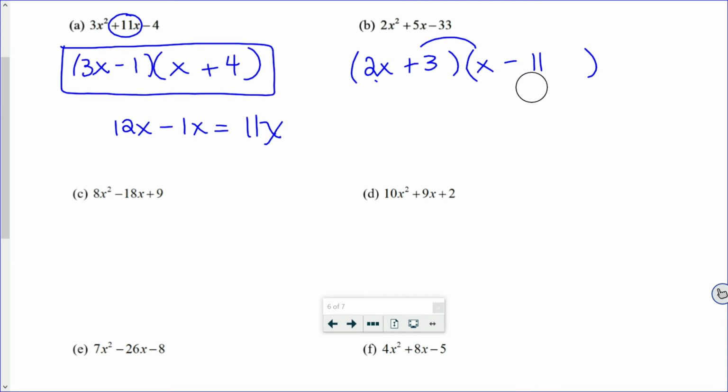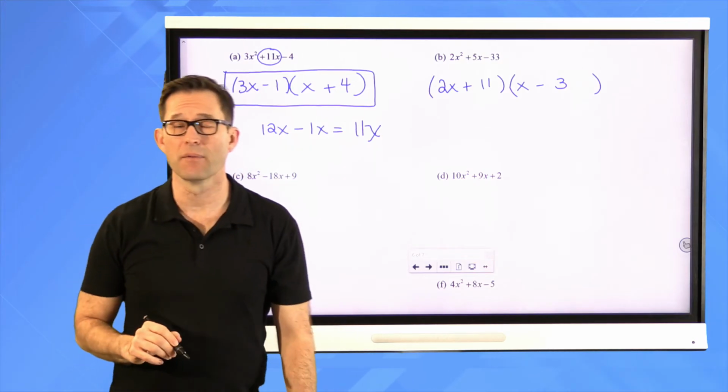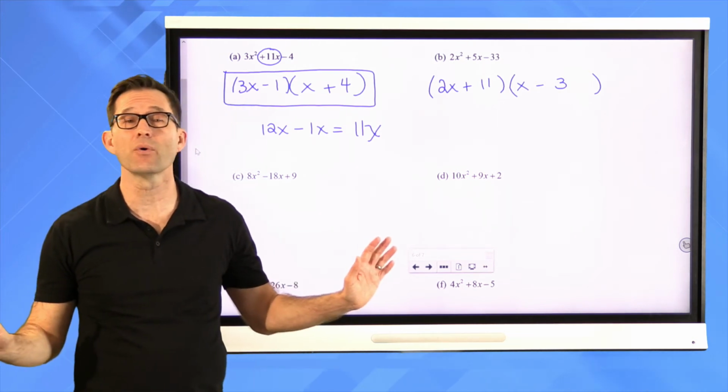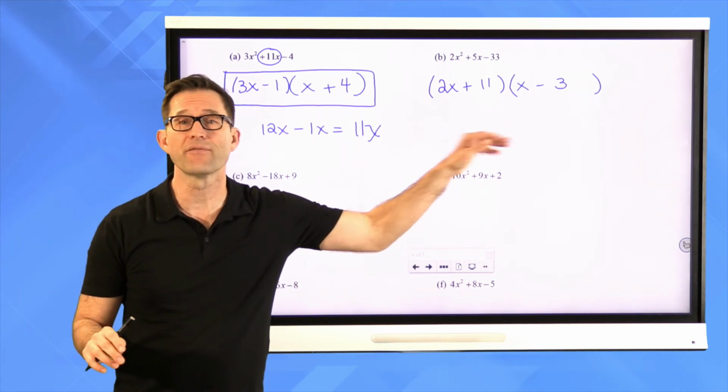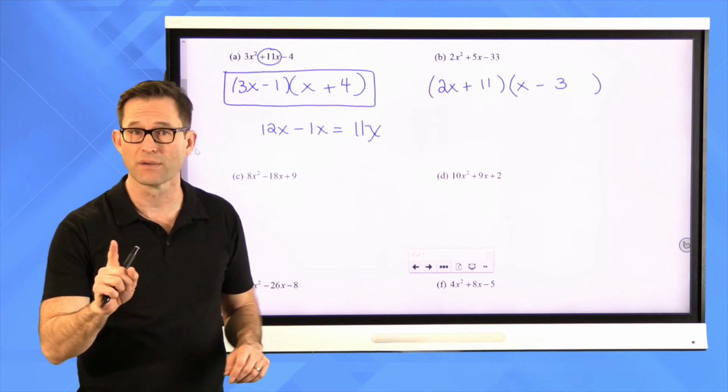So I'm going to switch it and put that 11 over with the 2x. All right, so let me put the 11 now here. And let me put the 3 here. And let me do minus and plus. Again, one of them's got to be positive, one of them's got to be negative. Okay, again, it's a reasonable guess. I don't have to check the F and the L. There's no need to do that as long as it's reasonable.